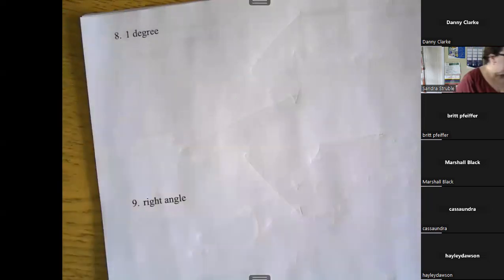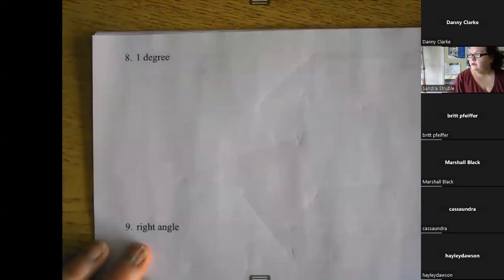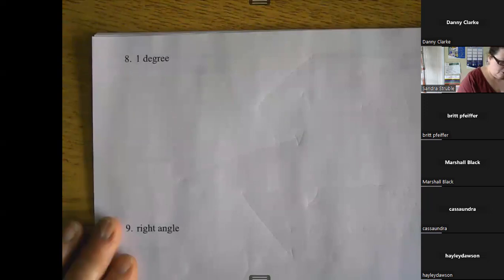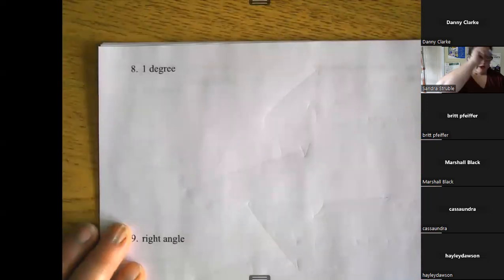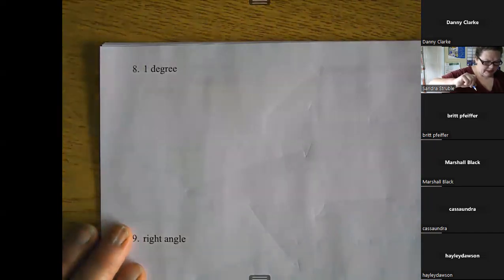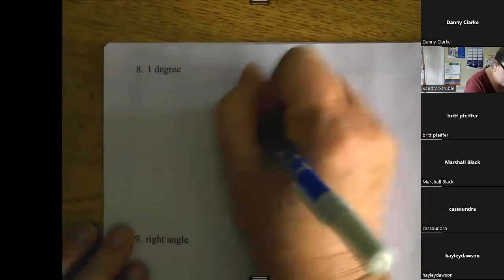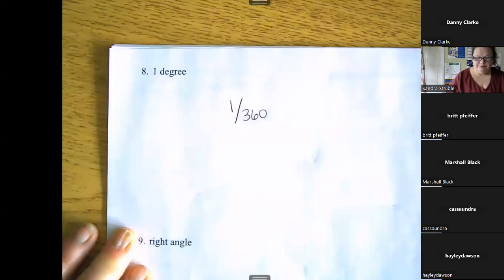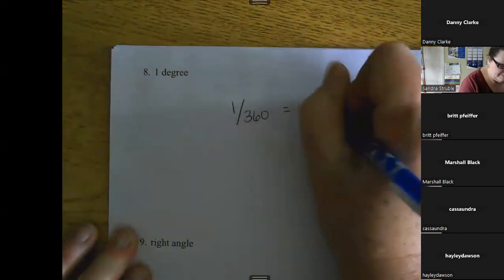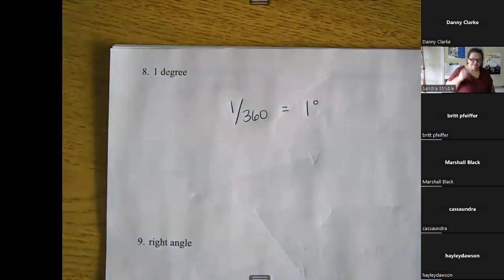Let's talk about degrees now. Let's go to 1 degree. How the heck are we going to figure out what that looks like? Okay. All right. Well, we know that all the way around, back to the initial side is 360 degrees. So for 1 degree, that's equivalent to 1/360th of the circle. So 1 over 360 is equal to 1 degree. Okay, and that's the representation we're going to use for degree.